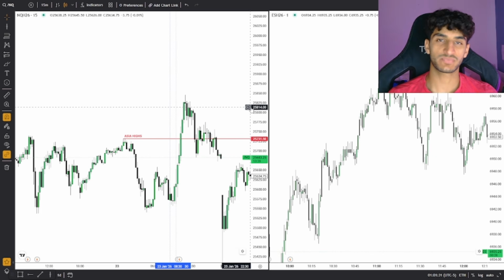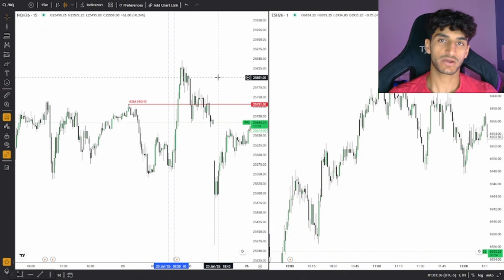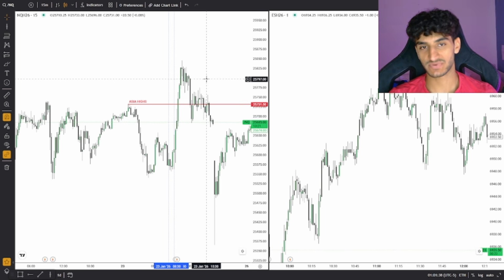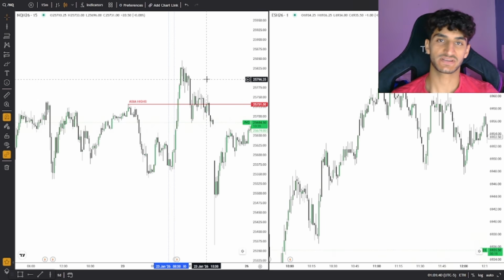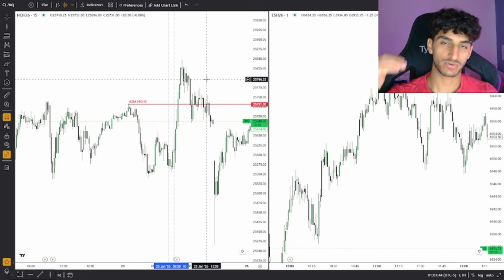Now the first thing that I want to be looking for and seeing before even looking for a trade is a buy side or a sell side liquidity level getting swept. And the reason why I want to see one of these levels getting swept is because price simply moves from a sell side level to a buy side level, and from buy side to a sell side level.